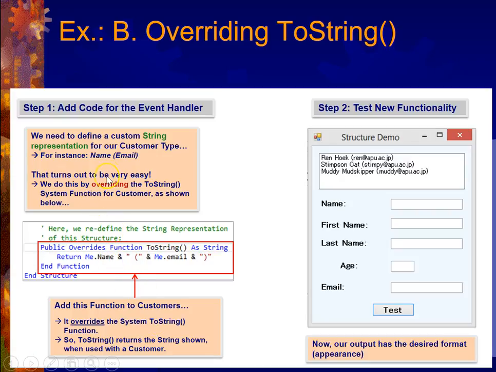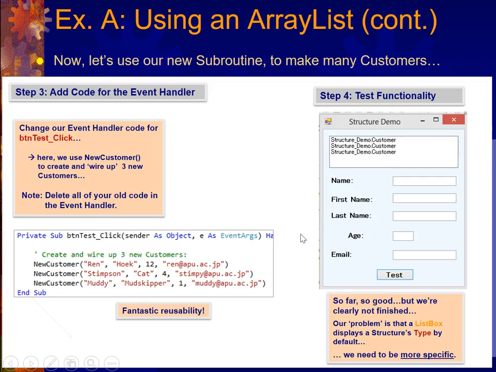The toString method. Where does it say? We need to define a custom string representation of our customer type. Because it doesn't know what to do, because the structure could have, not in our case, our structure only has age, email, and so on, but some other structure could have 20 different attributes. So it just has no idea in advance how to display all of this. So it just has a very standard way of displaying it, which is this.